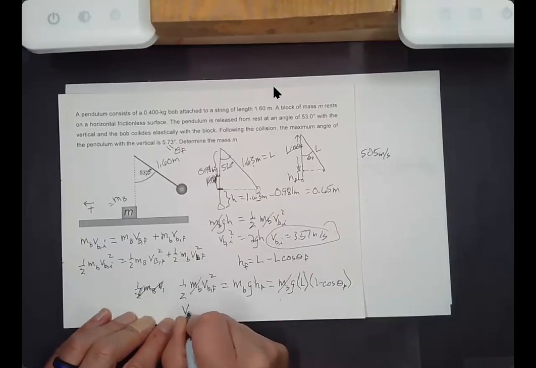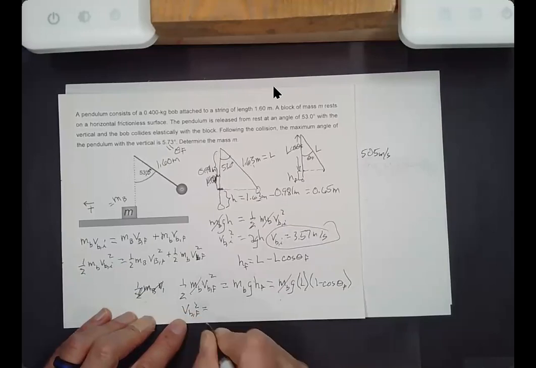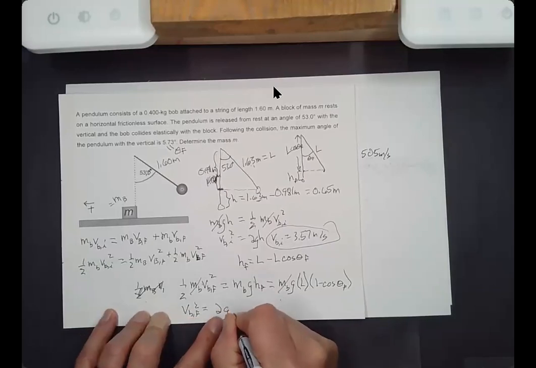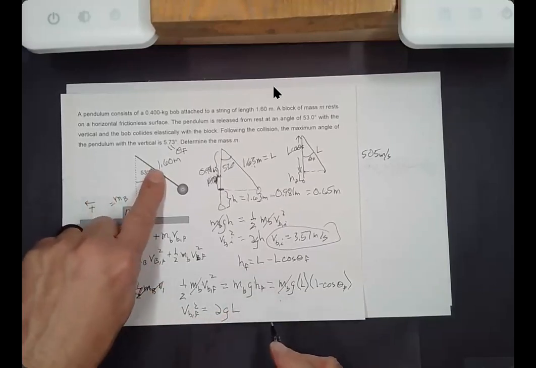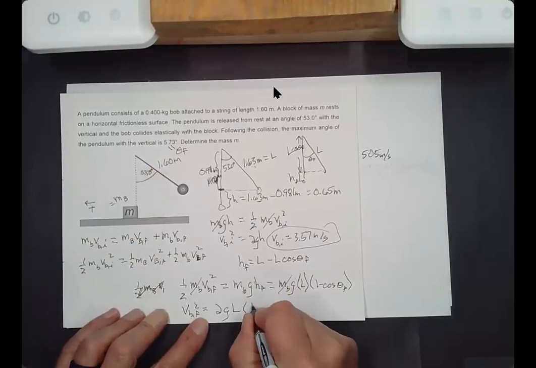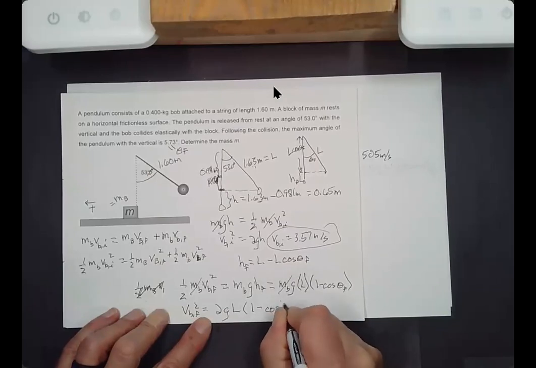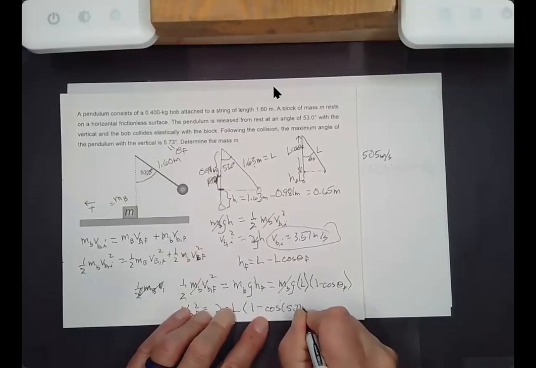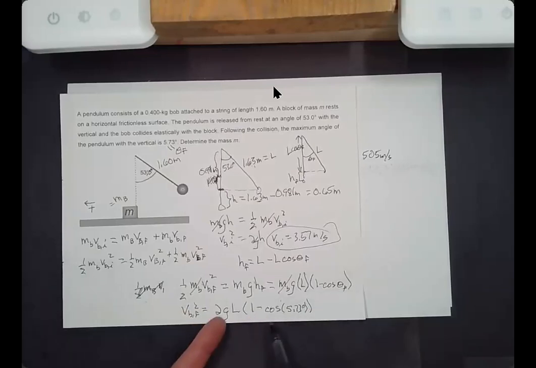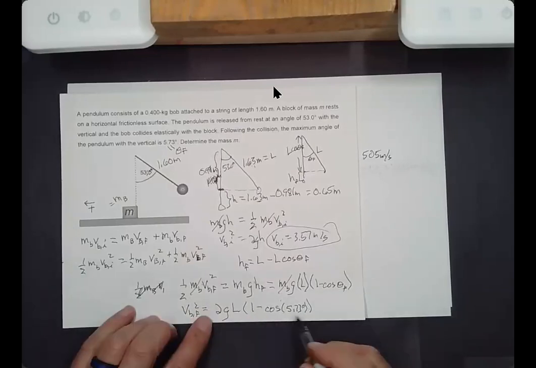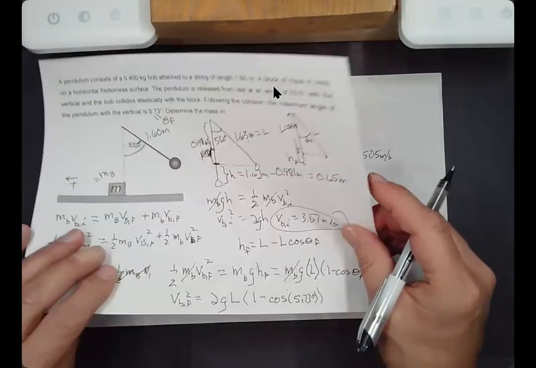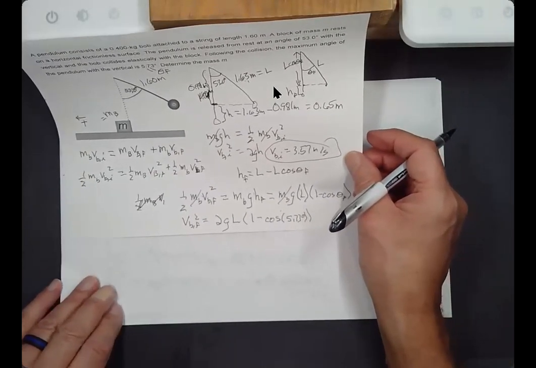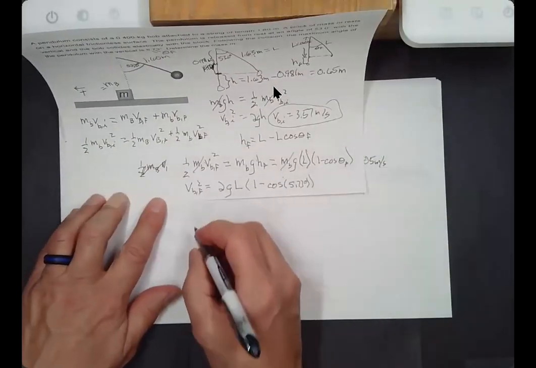And I can say that little b final squared is going to equal, multiply out from underneath by 2, 2 times g times L, which is the length of the string, 1.60 meters, times 1 minus the cosine of 5.73 degrees. And those are all numbers, okay? We can solve for every one of these things. In fact, let's go ahead and find that final velocity of the bob bouncing off of there, and then just kind of do it.